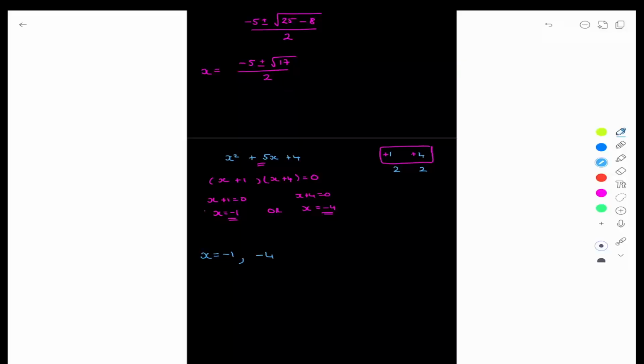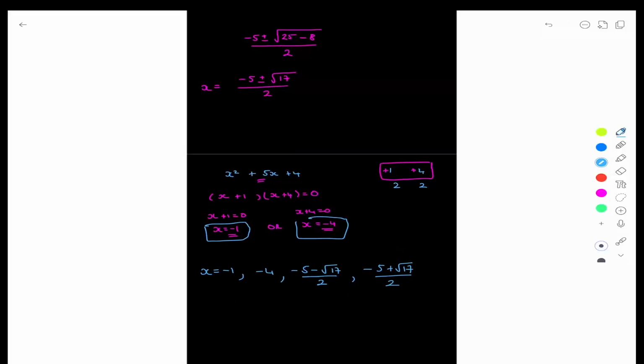So my four solutions, remember we have four solutions, are x equals either negative 1, negative 4, or negative 5 minus root 17 on 2, or negative 5 plus root 17 on 2.